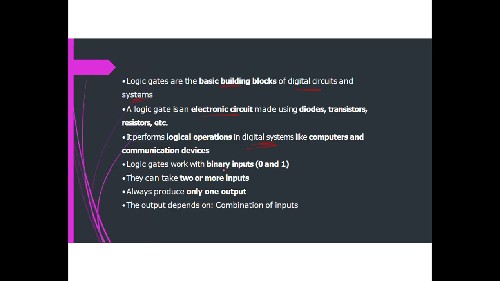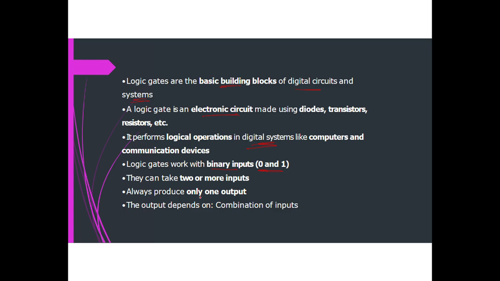Logic gates work with binary inputs. So how do these logic gates work? We give binary inputs, and the logic gates process what we give. What are binary inputs? You know that binary inputs are zeros and ones. They can take two or more inputs. Logic gates consider two or more inputs except the NOT gate. The NOT gate considers only one input.